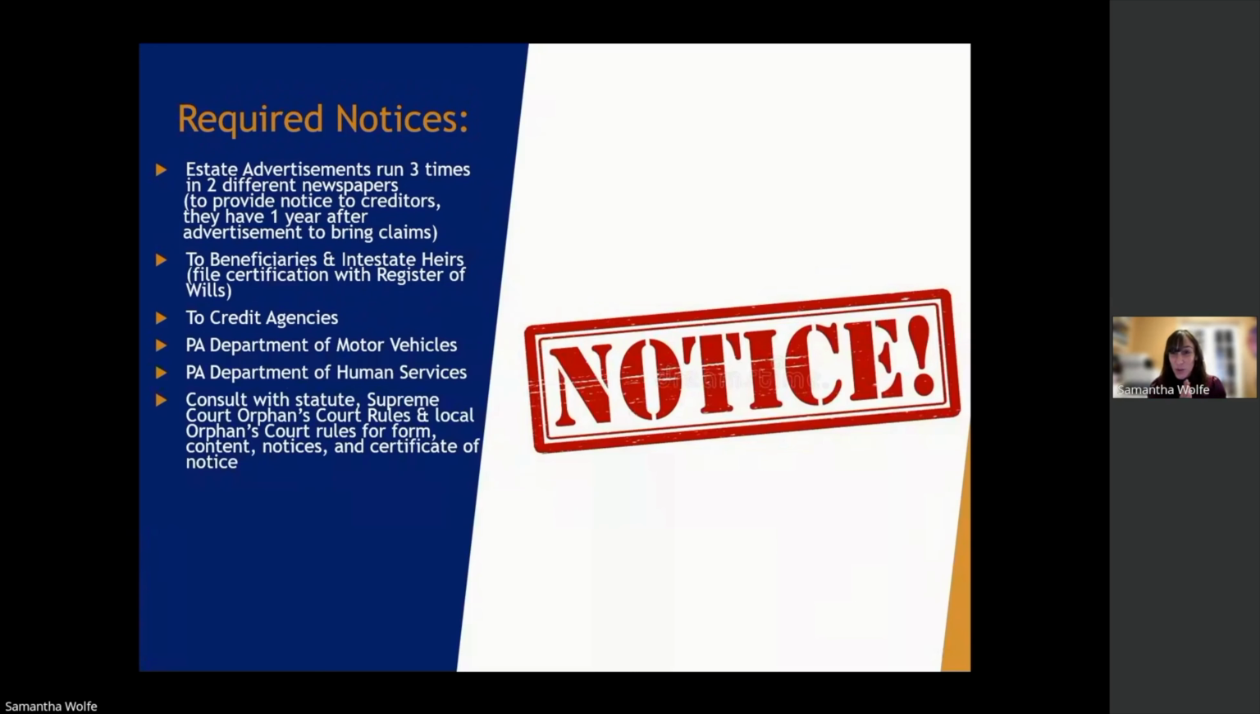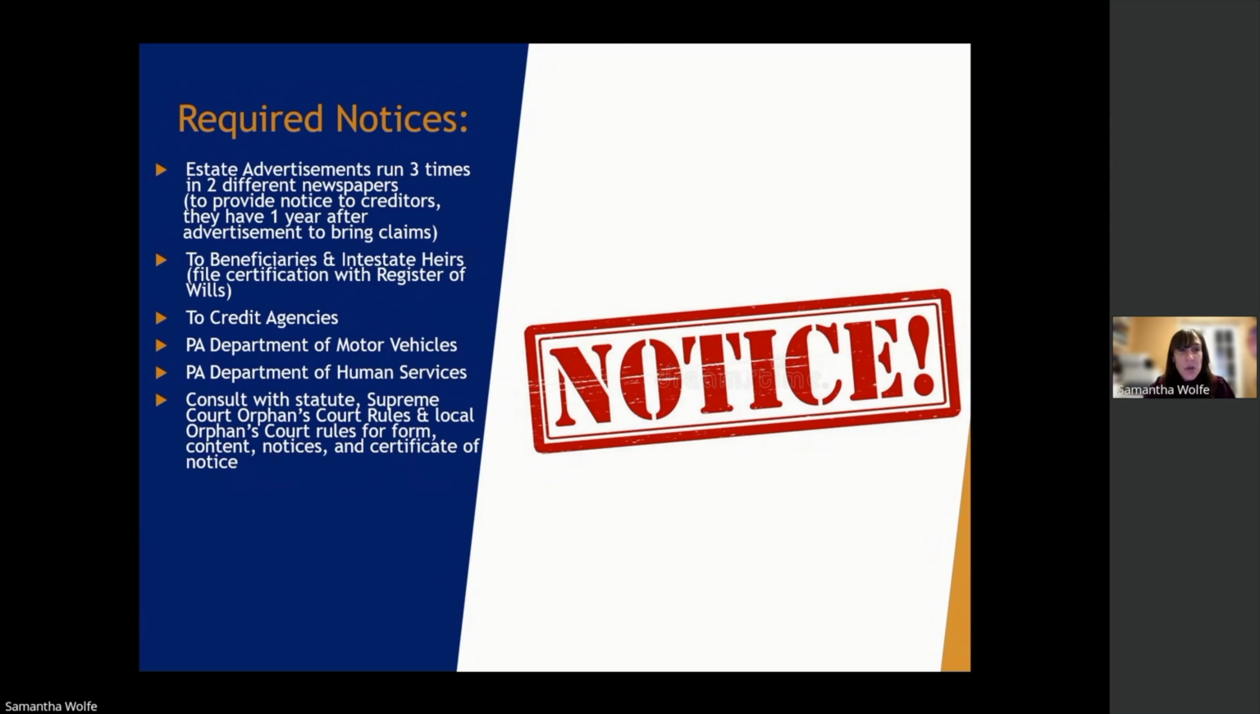Okay, so you've been appointed as the executor. What do you need to do? The first thing you have to do is provide the required notices. When someone passes away and the executor gets appointed and has those letters testamentary saying they've been appointed, they need to advertise the estate. The estate advertisement basically outlines that this person has passed away, and you're going to run it 3 times, once a week for 3 consecutive weeks, and it's going to appear in 2 publications. Typically it's a legal journal and then a paper of general circulation.